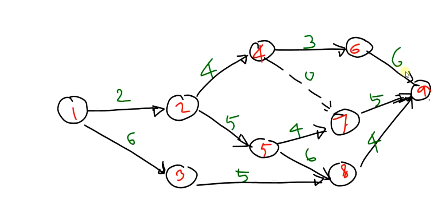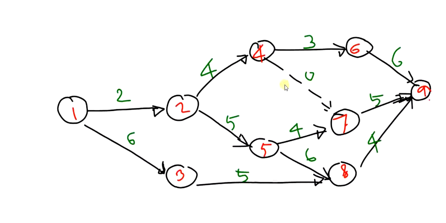So there are totally 9 events and the activity durations of all the activities are given like 2, 6, 4, 5, 5, 4, 6, and one dummy activity, 4, 7, which does not have any duration. So it will not affect the project time.